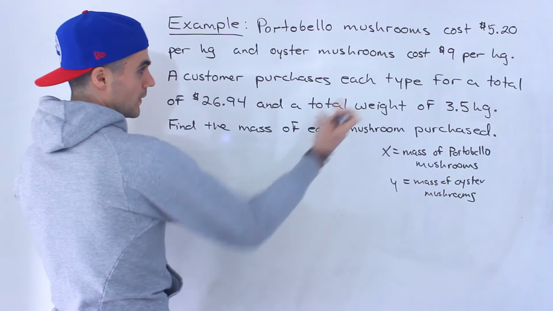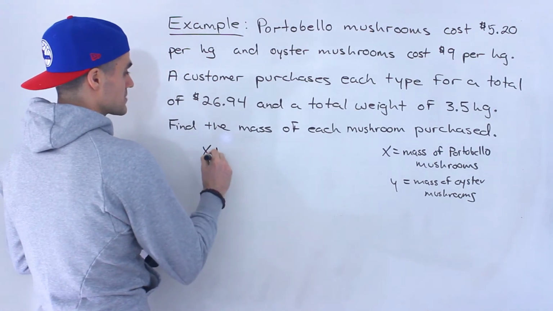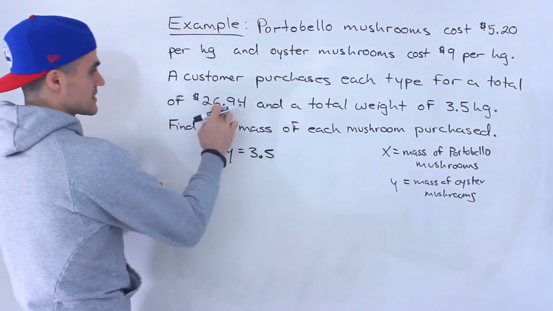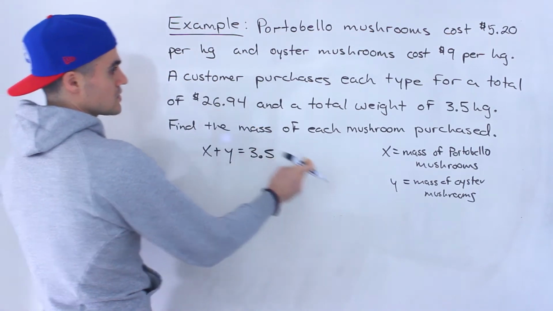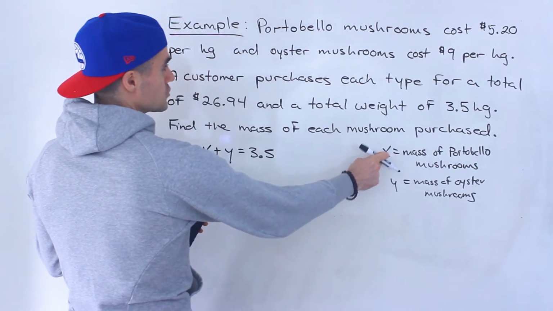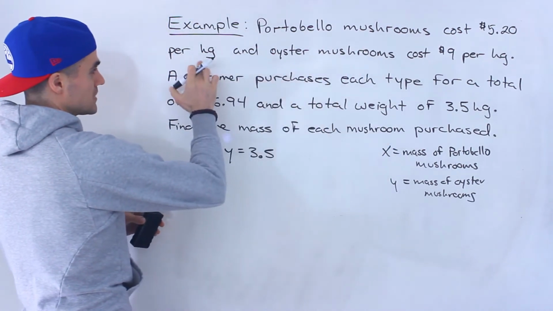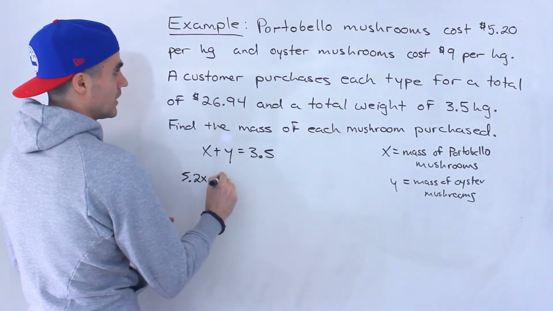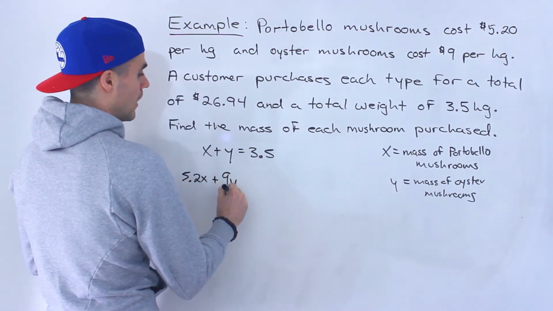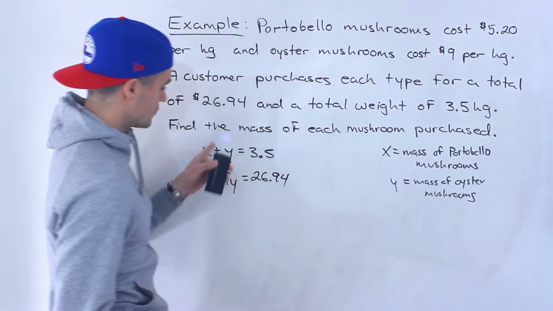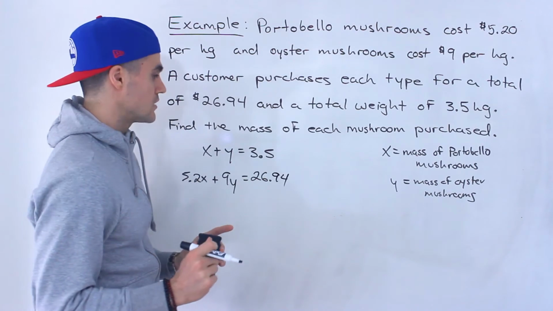So notice that the total weight is 3.5 kilograms. So we could say X plus Y equals 3.5. And then we also know the total price is going to be $26.94. So we take the mass, this is going to be in kilograms, of portobello mushrooms, multiply it by $5.20 per kilogram. So we'll have 5.2X plus 9y equals 26.94. Those are the two equations that you create.